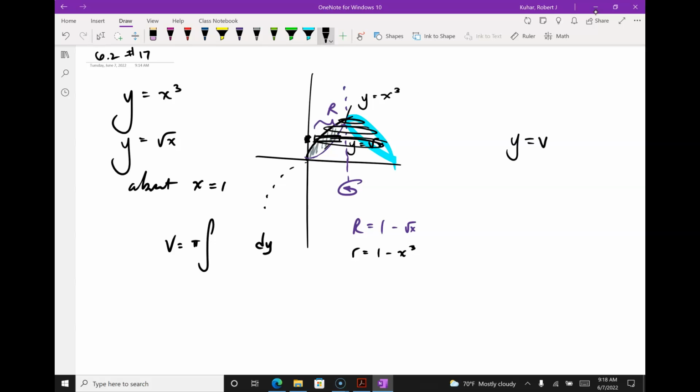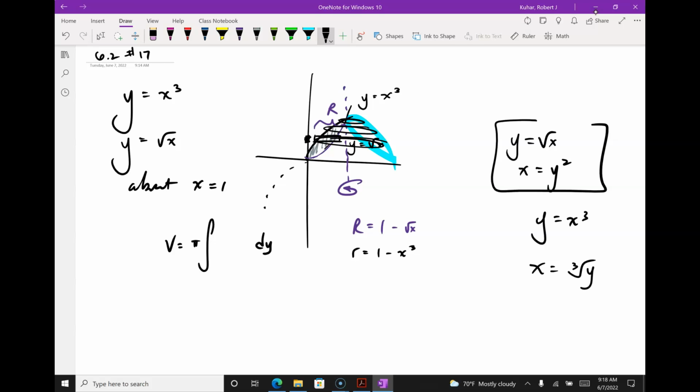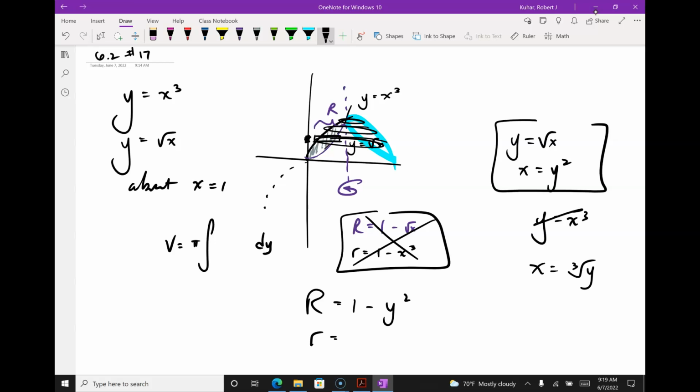So if y equals square root of x, what do I get? X equals y squared, right? And if y equals x cubed, x equals the cube root of y. So my radii actually are different, right? The capital one is 1 minus y squared, right? And the little radius is 1 minus cube root of y.